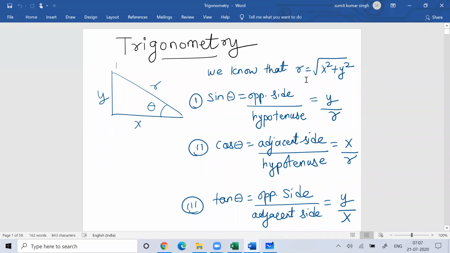We'll discuss trigonometry in today's class. Trigonometry is very important for understanding calculus, because calculus is studied using the application of trigonometry.